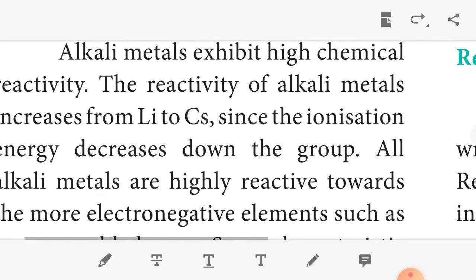Since the ionization energy decreases, the reactivity of alkali metals increases as we move down the group. All alkali metals are highly reactive toward more electronegative elements such as oxygen and halogens. Some characteristics of the chemical properties of alkali metals are described below.